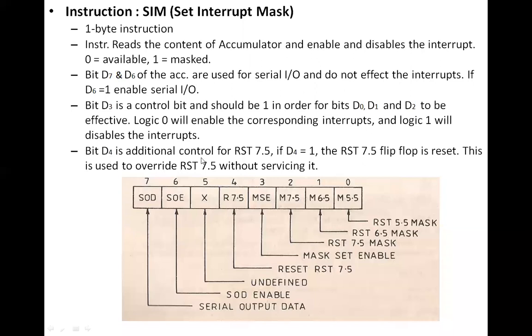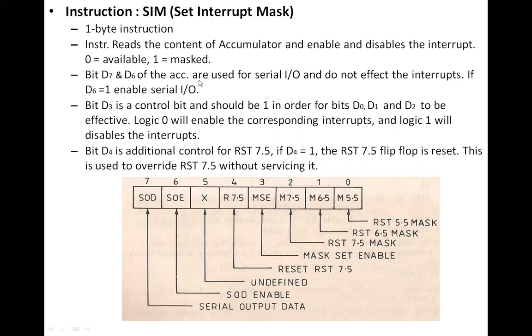Now D4 is an additional control for RST 7.5. That is what I have said. Besides the D2 bit, which is going to make it available or not available, if we want RST 7.5 to be disabled, reset, then D4 should be 1. If D4 is 1, the RST 7.5 flip-flop is reset. And this is used to override RST 7.5 without servicing it. If this is 1, whether D2 is 0 or 1 is immaterial. If the D4 bit is 1, it means RST 7.5 is disabled.